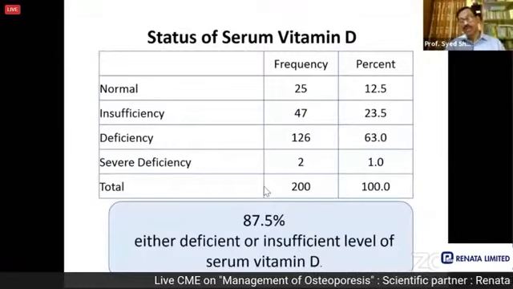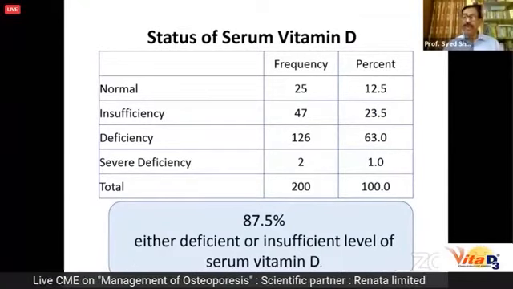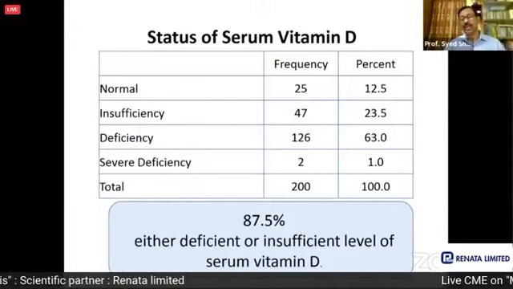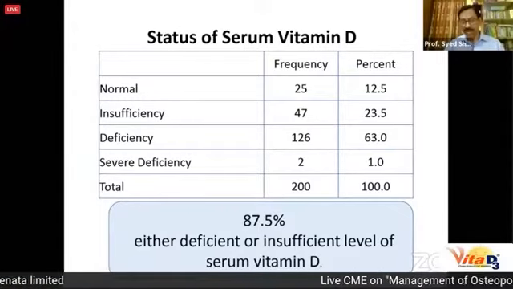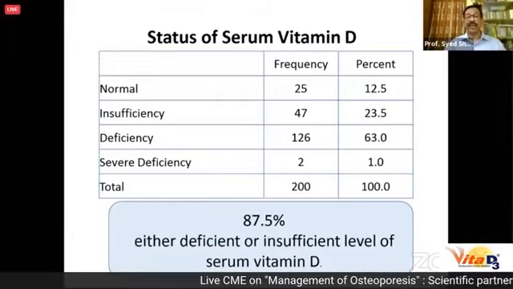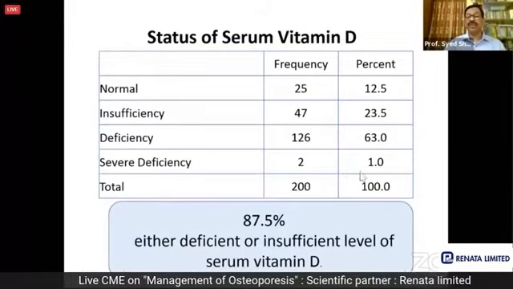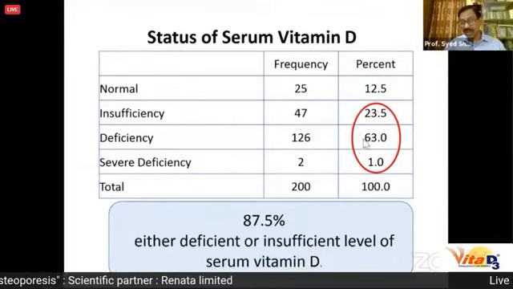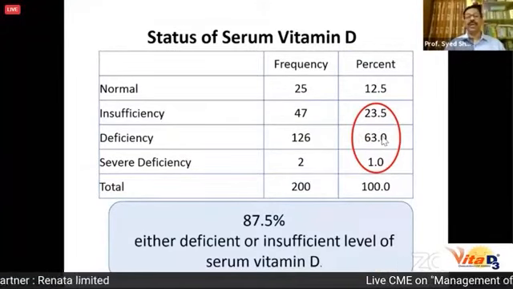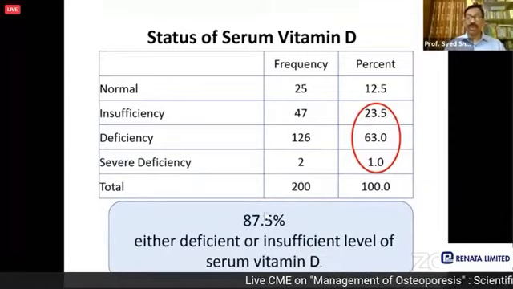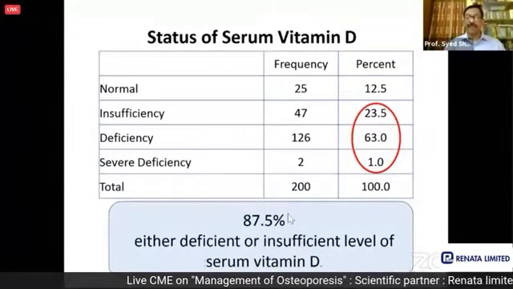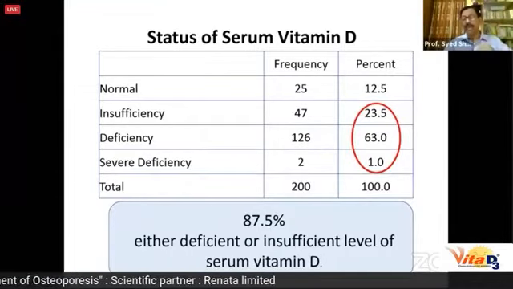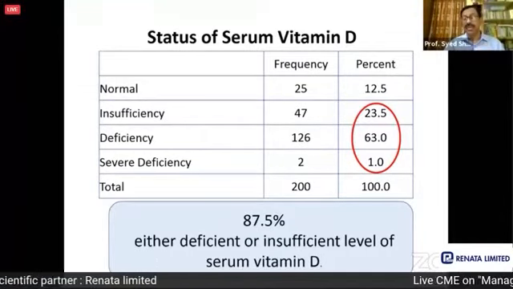We also studied the status of vitamin D, because there is a lot of talk about the relationship of vitamin D and calcium with the development of osteoporosis. You can see here that there is a deficiency of vitamin D in 63% of patients and insufficiency in 23%. In total, 87.5% of patients are below the level of 30 nanograms, with 63% having vitamin D deficiency.